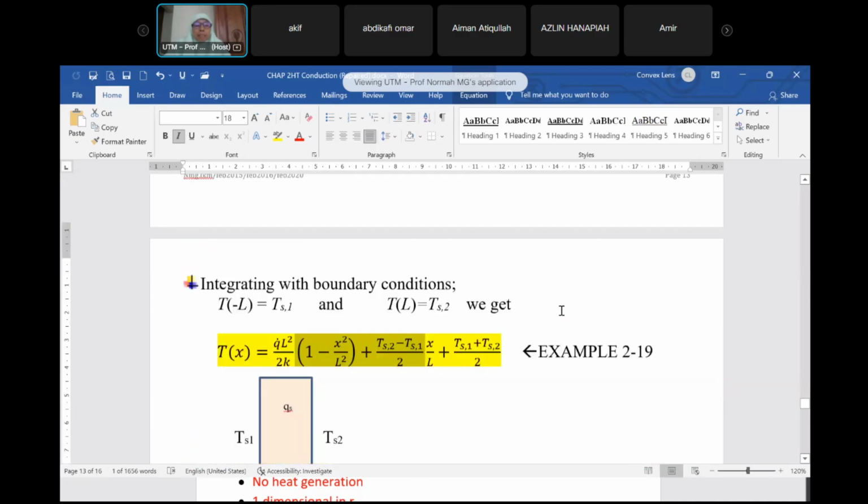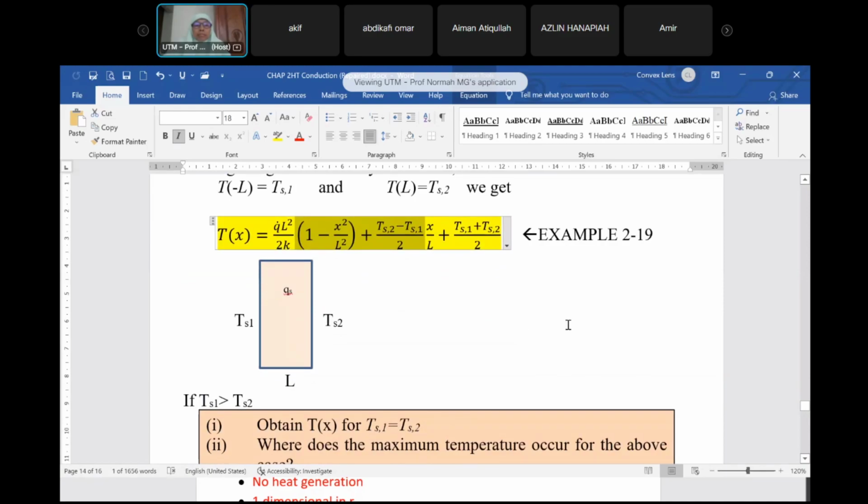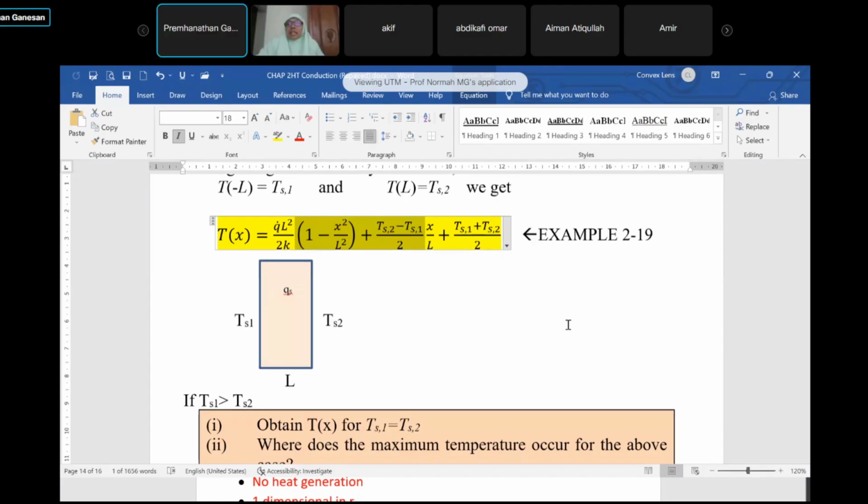You learn it in calculus. How do you determine the maximum? You take the derivative and set it equal to 0. So you have to take the derivative of this equation, let it equal 0, and find the x such that the derivative is 0. You may try that.